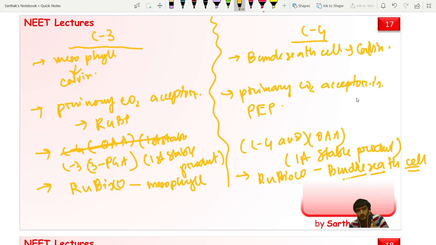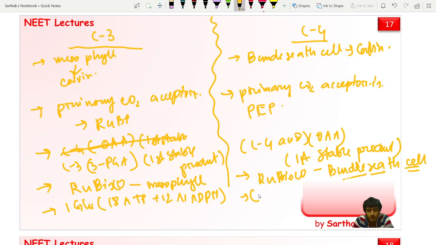It is very important. And in case of C3 plants, for one glucose molecule, a total of 18 ATP plus 12 NADPH is required. And in case of C4 plants, for one glucose molecule, 30 ATP plus 12 NADPH is required. Okay, very clear, 30 ATP plus 12 NADPH.